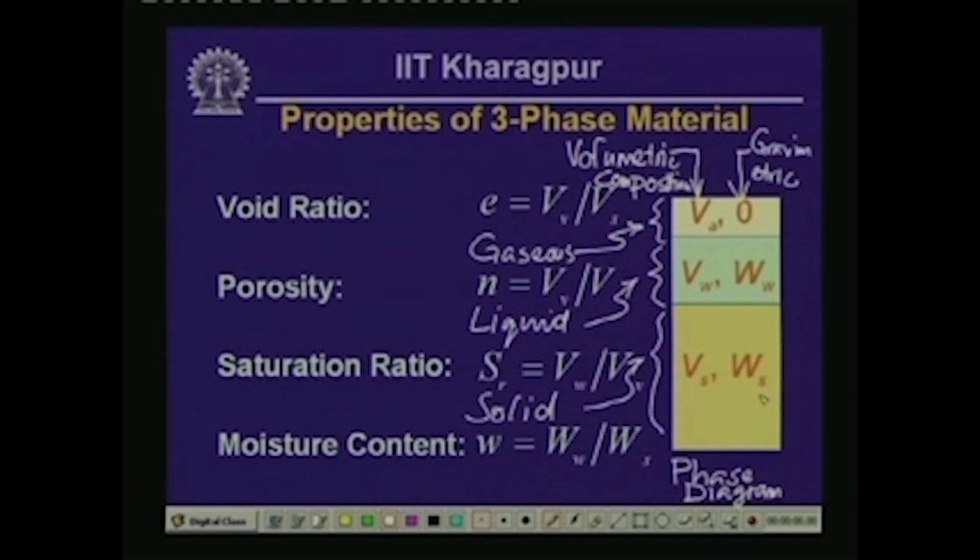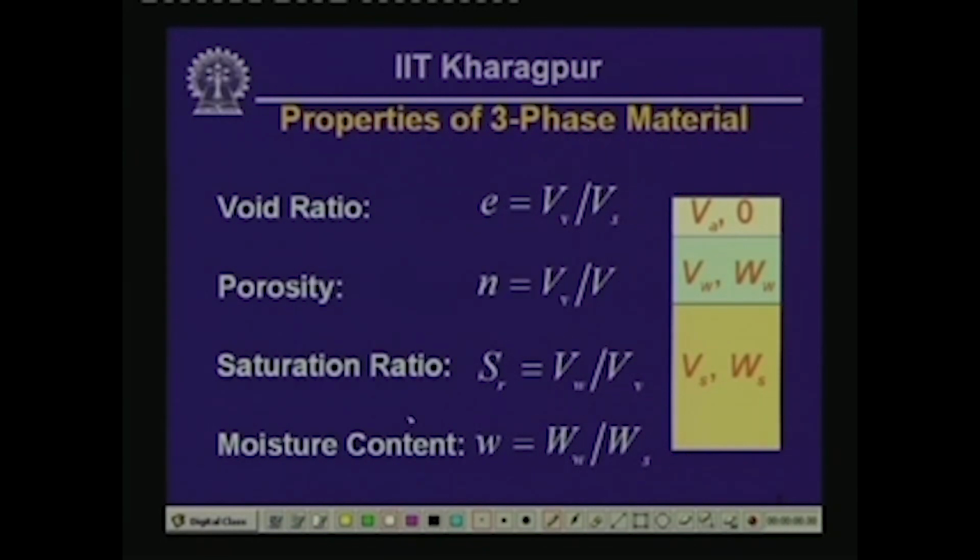The volume of the solid phase is indicated by the symbol V subscript S, and the weight of the solid phase is expressed using W subscript S, whereas the volume of the liquid phase is V subscript W, and the weight of the liquid phase is W subscript W. The volume of the air phase is, as I said earlier, V subscript A, and the weight of the air phase is going to be negligible, so we have used 0 in this case.